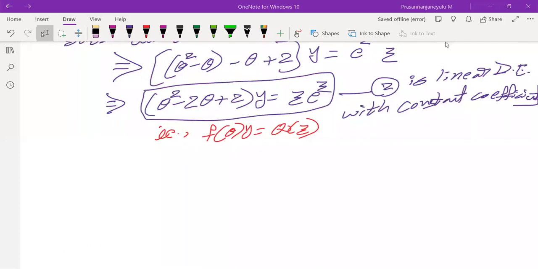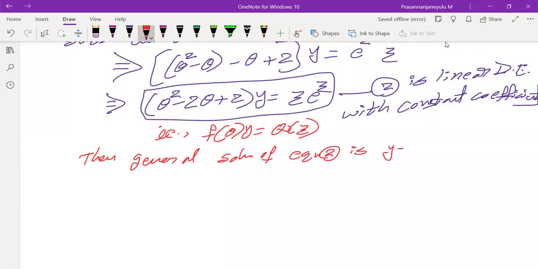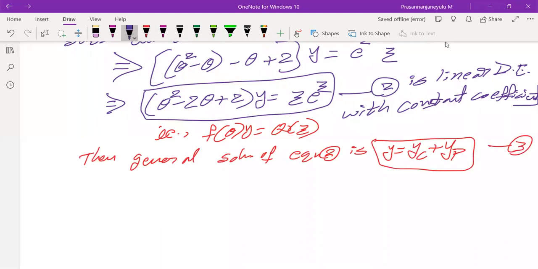Now we need to find the general solution. The general solution of equation 2 is y equals yc plus yp. Why I'm writing each and every step is so that you do not get any confusion while you refer to the PDF or while you watch the video. That is the reason I'm writing each and every step clearly.